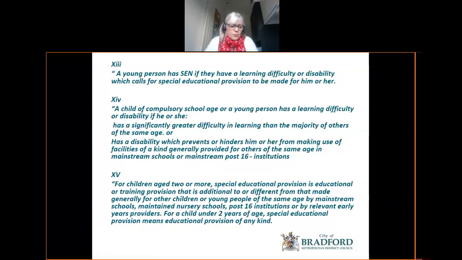So basically, a young person or child has special educational needs if they have a learning difficulty or disability which calls for special educational provision to be made. A learning difficulty is defined by having a significantly greater difficulty in learning than the majority of others of the same age. And special educational provision is educational or training provision that is additional to or different from that made generally for other children or young people of the same age.